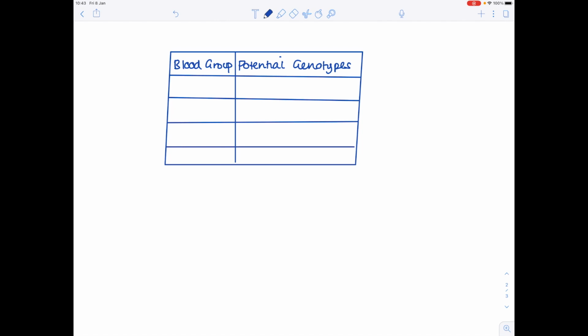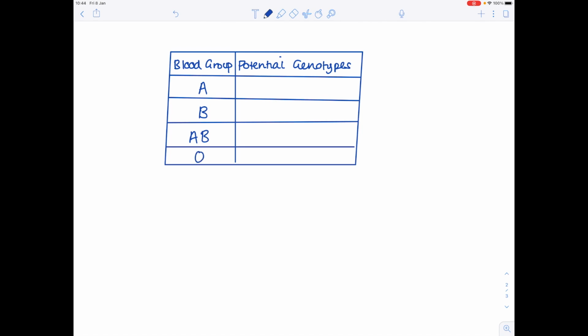So first of all, pointing out the variety of different blood groups which exist. Because of antigen A, you've got the blood group A. Because of antigen B, you have blood group B. Because A and B are codominant, it means that you have a blood group AB. And then finally, you have the blood group O.